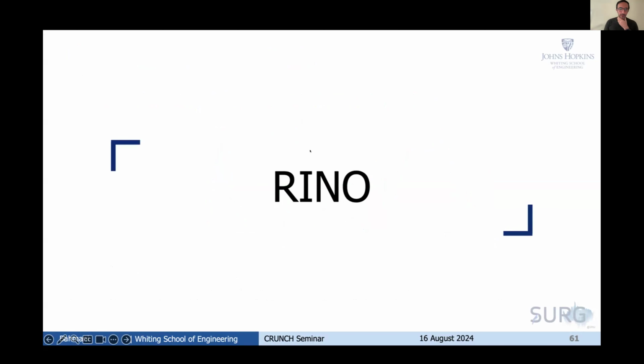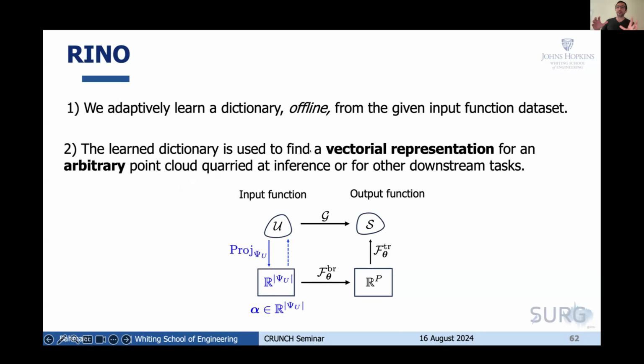Okay, now we come to the RINO. So basically in RINO, what I told you covers the first aspect. Basically in an offline manner, you just focus on your input function realizations and you try to build an appropriate dictionary based on what I told you. And once you have access to that dictionary, when it comes to the operator learning part, based on the dictionary you already learned, you project any realization at inference or during the training to some vector space representation alpha, and you pass alpha through the branch net, and the rest would be the same. So the rest of the structure is just a DeepONet. That's the kind of surgery we do in the first part.